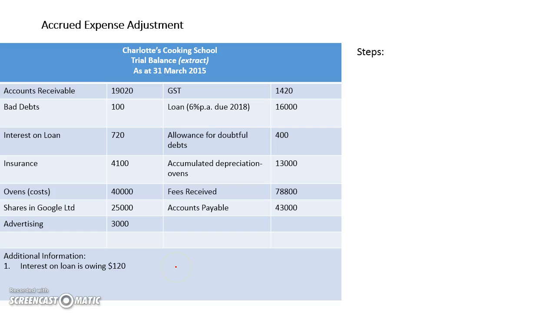Okay, so before we do this adjustment, the first thing we need to do is work out whether it's an asset or a liability. Now, owing means that we need to pay it, okay, and because it's an expense that we need to pay, it's going to be an accrued expense. Accrued means owed. If you owe something, it's a liability.